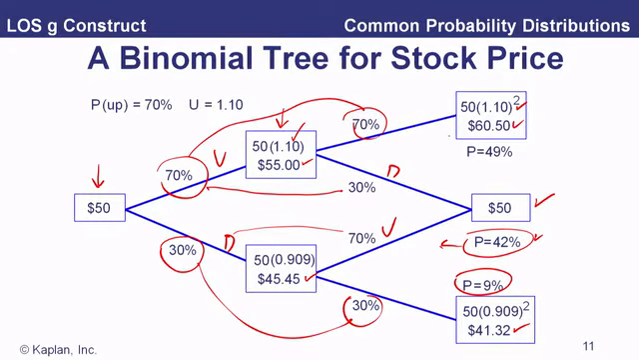Probability of two up moves, 49%. Probability of two down moves, 9%. And they add up to 100%. That covers all of our possible outcomes. So that's how we'd construct a binomial tree. We end up after two periods with three possible outcomes, and we know the probability of each outcome.